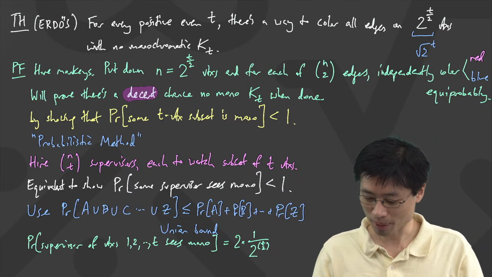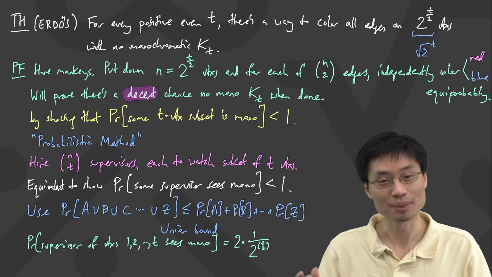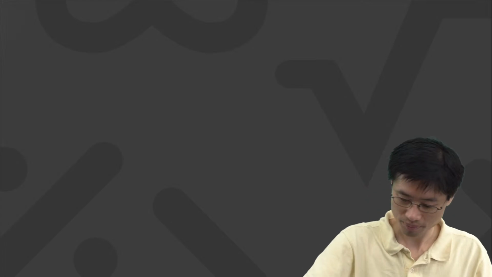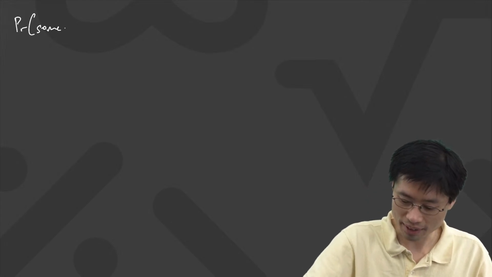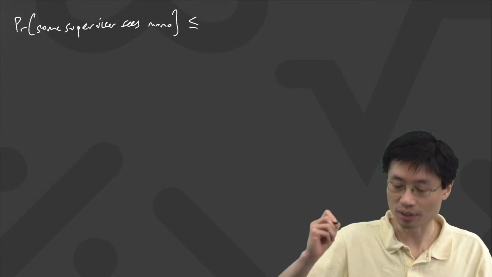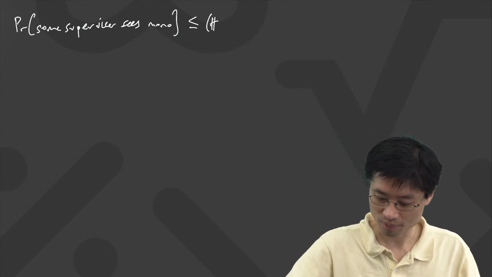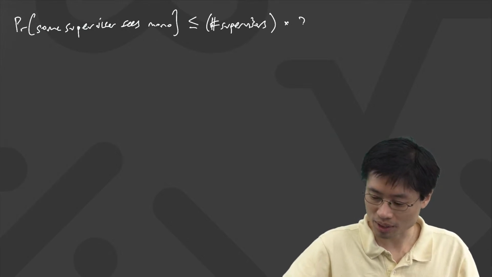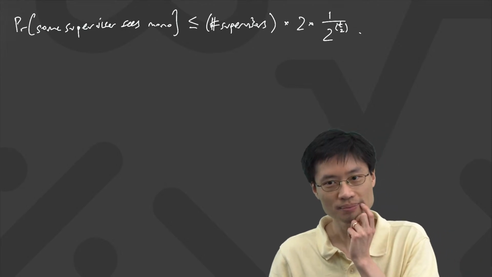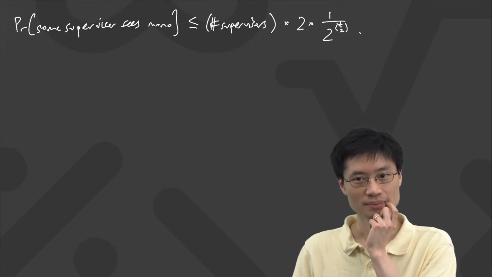Okay. Now let's put them together because I just want to show you the punchline. I know we're over time, but let's show the punchline here. So what's the probability that some supervisor sees mono? The probability that some supervisor sees mono is less than or equal to the number of supervisors times this probability we just got, 2 times 1 over 2 to the power t choose 2. How many supervisors are there? There were n vertices.